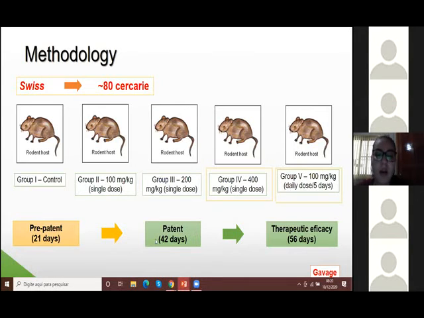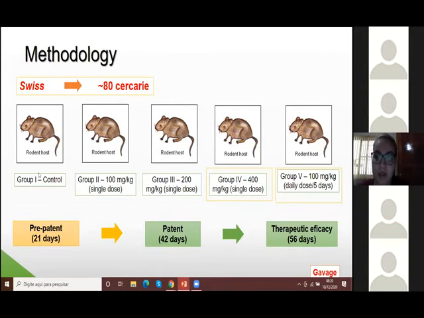Here, we have the adult form of the worm in the organism of the definitive host, and then we tested at 56 days post-infection. We analyzed the therapeutic efficacy. Then, to analyze the better dose in this treatment in the patent infection, we made a new treatment in pre-patent infection with only 3 groups now.